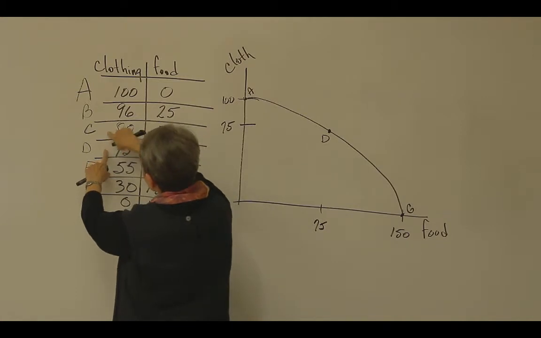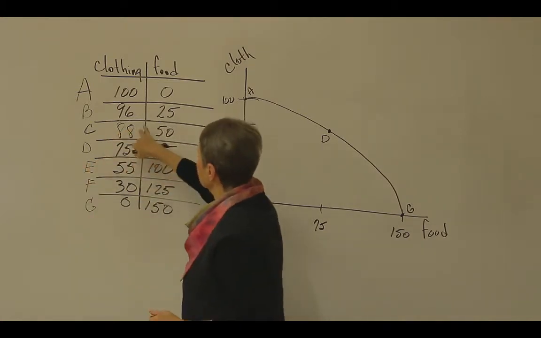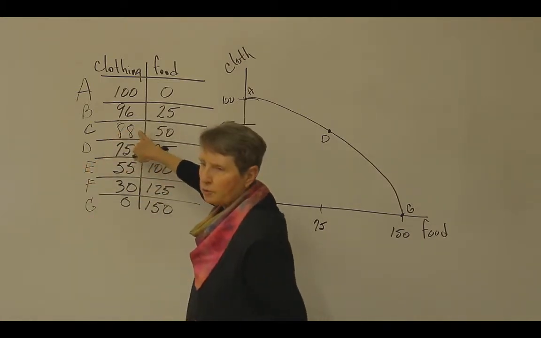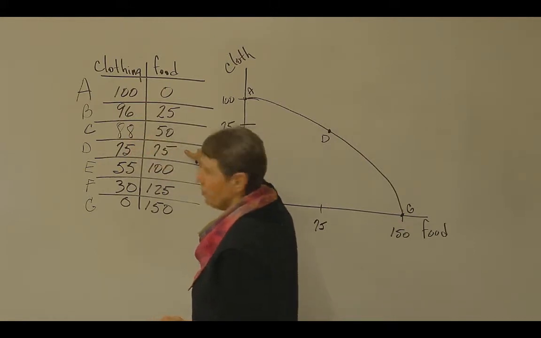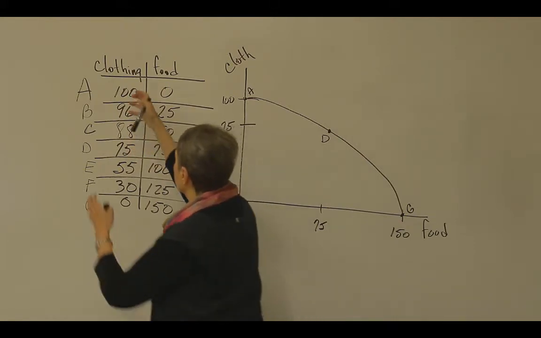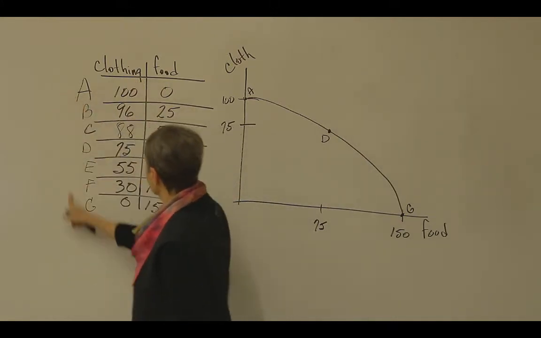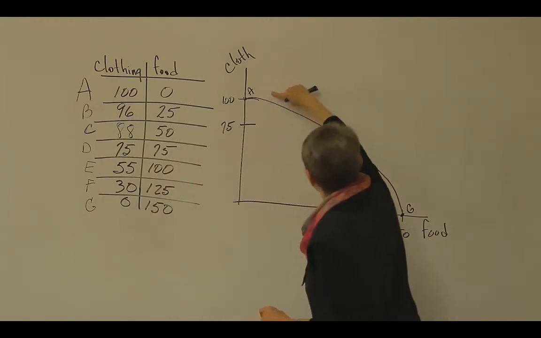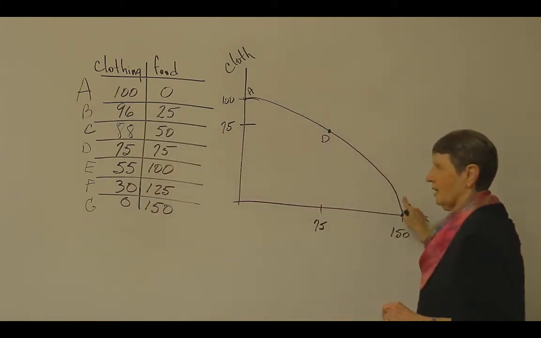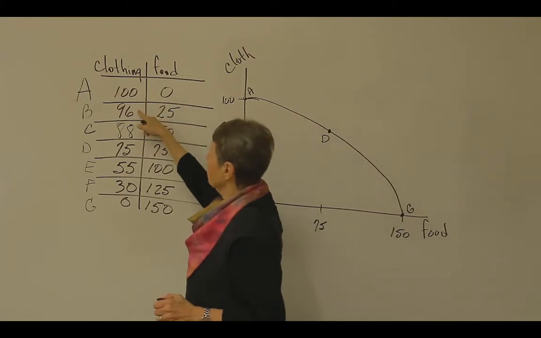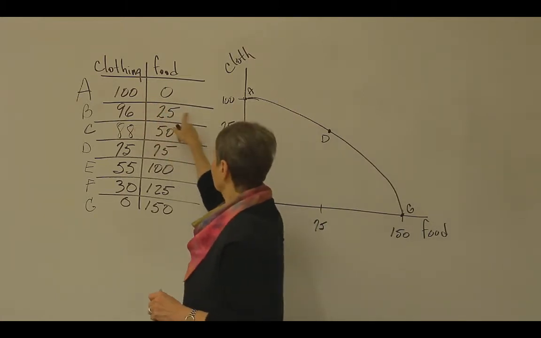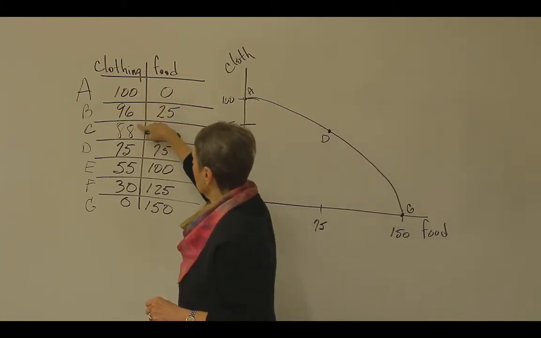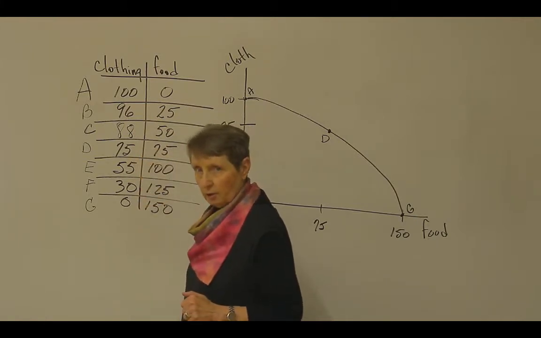We could make another move from C to D, and this time we're giving up 13 units of clothing, and we're still getting another 25 units of food. So what's happening as we move from A to G, as we move from here along here, not only is there a cost and a gain, but that cost is an increasing cost.